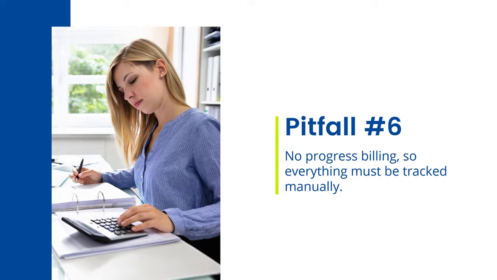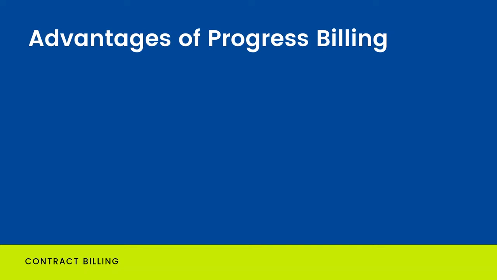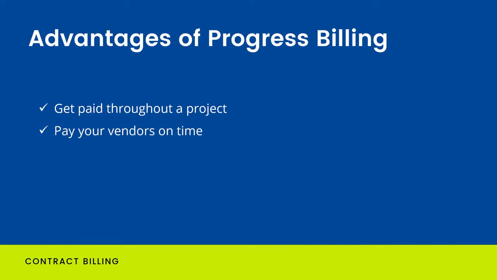Using progress or AIA billing for invoicing allows you to continue to get paid throughout a project and to pay in a timely manner expenses related to that project. This method of billing, which is based on the progress or percentage of completion of a job, also ensures that the work gets completed. Most times, this type of billing is required by the owner of the project.